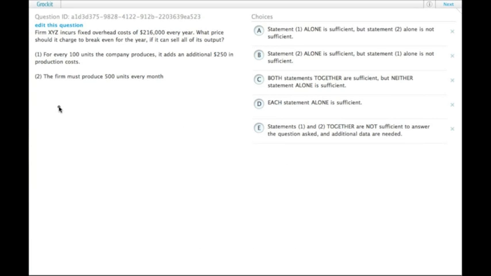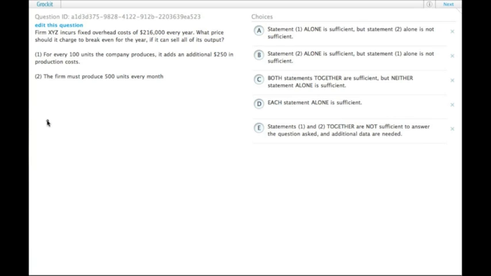So, firm XYZ has fixed overhead costs. What should they charge every year in order to break even on those fixed overhead costs if it can sell all of its output? So, yeah, we'll just see what we get in the answer choices.